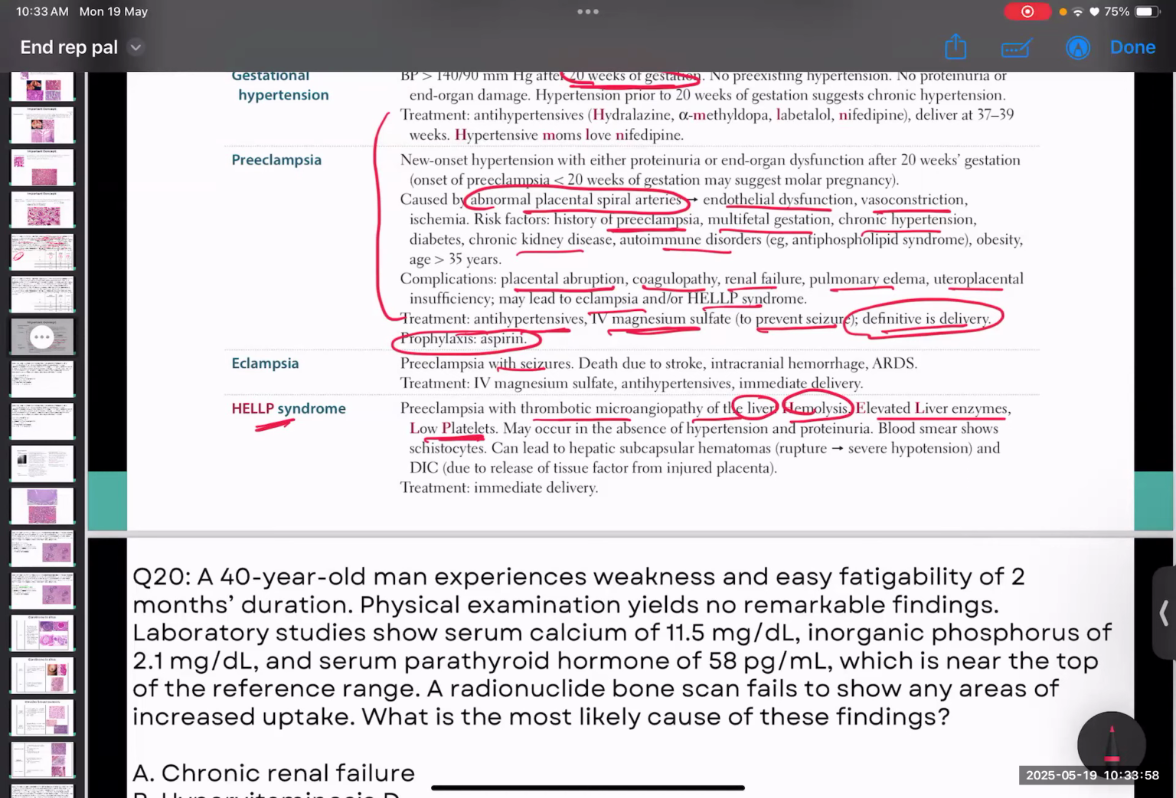And one of the main complications of HELLP syndrome is the development of a subcapsular hematoma in the liver. If that ruptures, it can lead to massive circulatory shock, so hypovolemic shock, and it can cause DIC. And again, treatment is immediate delivery.